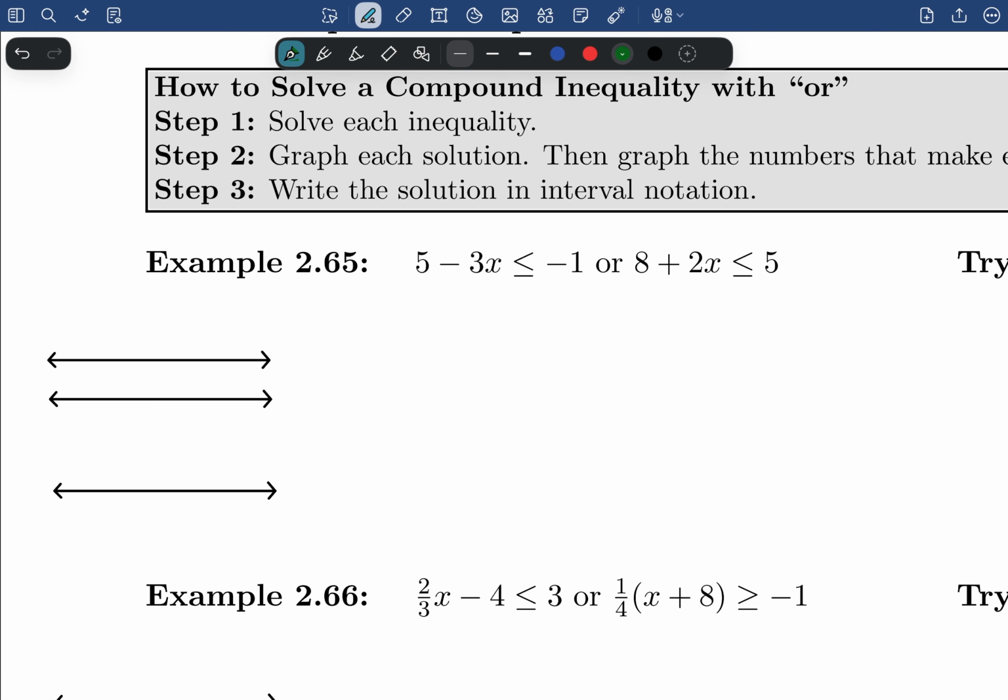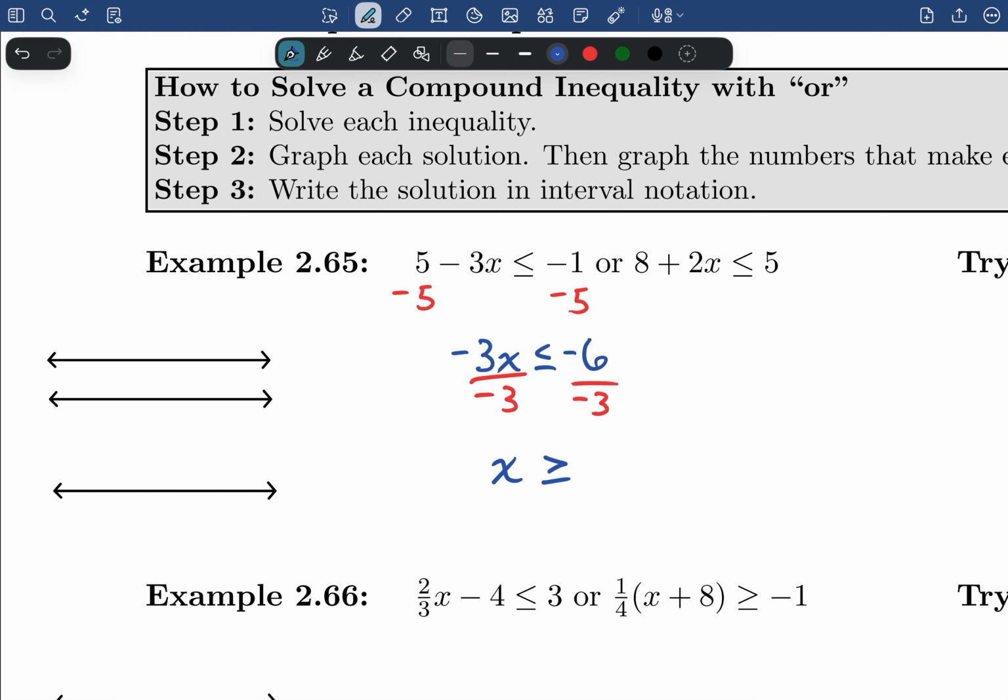So first, looking at my 2 inequalities, I'll solve them one at a time. I'll subtract 5 from left to right. And I get -3x is less than or equal to -6. Now I'm going to divide by -3 across the inequality. You'll recall we need to flip the inequality sign.